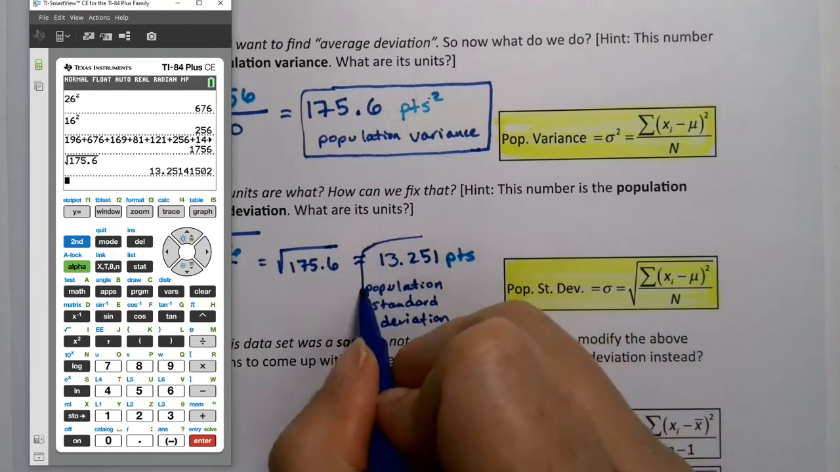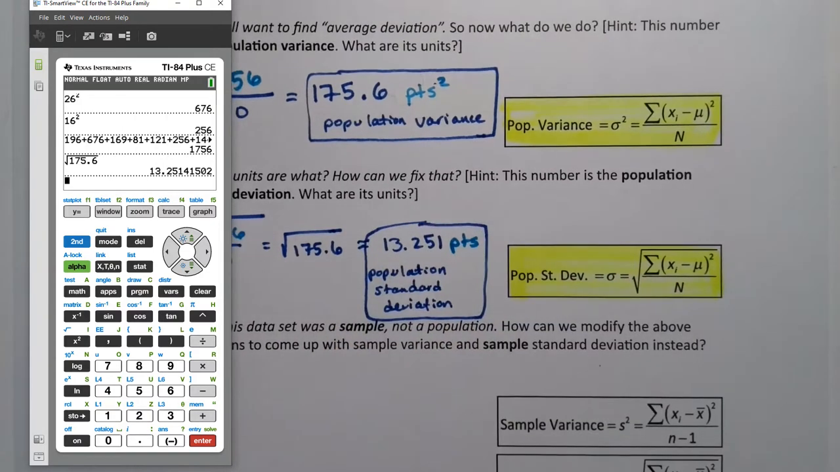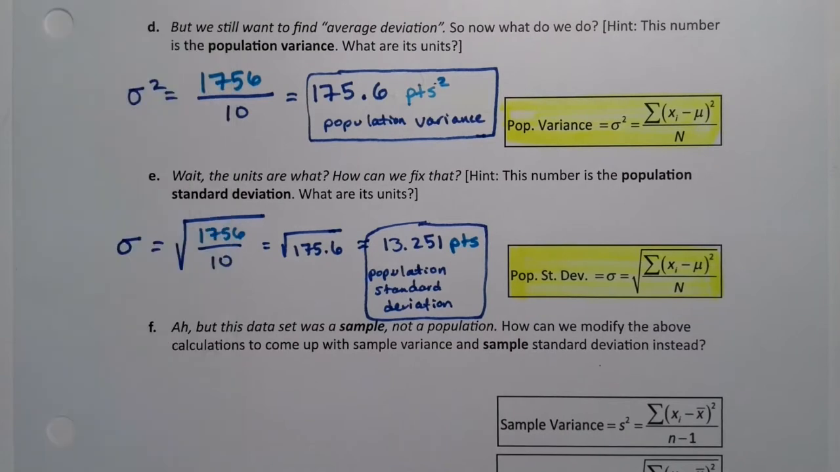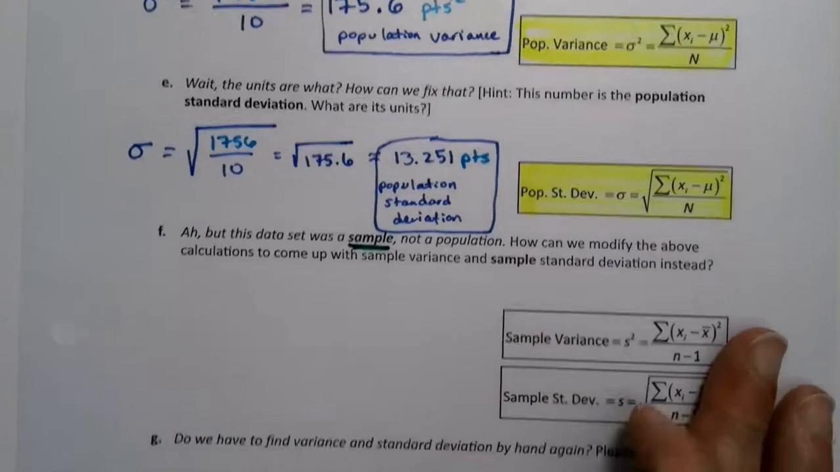You can think of it, standard is another word for average. It's the average deviation from the mean, right? How far everybody was from the mean. All right, but our data set was not a population. Our data set was a sample, not a population. So now what do we do? How do you accommodate for that?